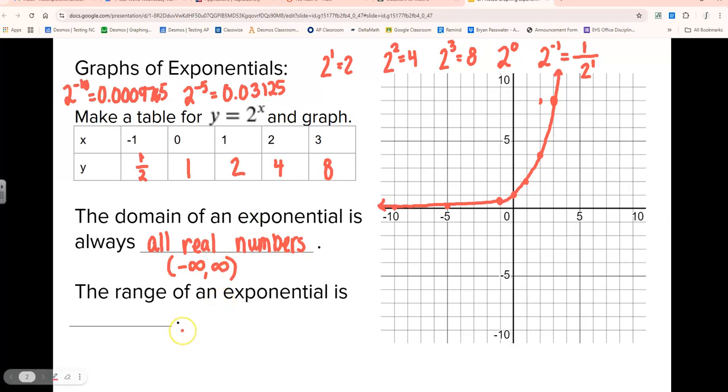The range of an exponential is restricted. In this case, for y equals 2 to the x, what is my range? What's the lowest I go for this one? What's my lowest y value?